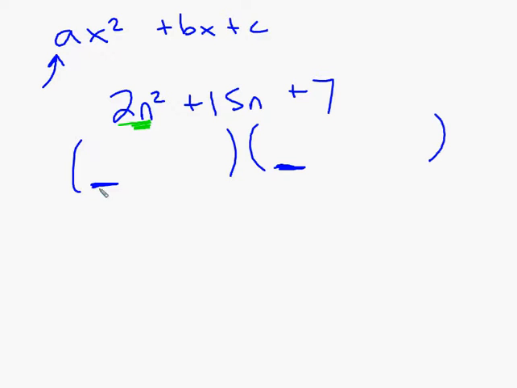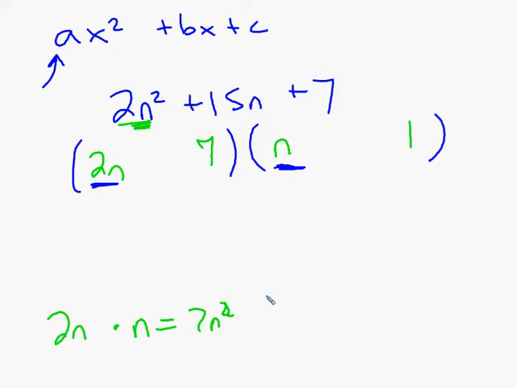You with me? So I need two things in the front that are going to multiply to give me 2n squared. And Ryan says 2 times 1. So 2n and n. Because 2n times n gives me 2n squared. Okay, now I need factors of 7, whose sum is 15. But we need to remember, I'm going to multiply one of them by this 2. Okay, so let's see what happens. Don't write this down. I'm just going to test a few things.